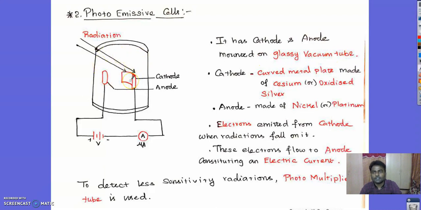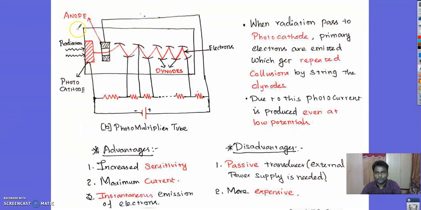There is a vacuum inside the tube, and when radiation reaches the cathode, the same photoelectric effect happens. The cathode is a curved metal plate made of either cesium or oxidized silver, and the anode is made of either nickel or platinum. The process is similar, but one more thing has been added: in order to detect low sensitivity radiation, even when little radiation reaches the cathode, a photomultiplier tube is used. Here is the construction of the photomultiplier tube. This will multiply the photons so that more electrons are generated. That is the actual purpose of the photomultiplier tube.